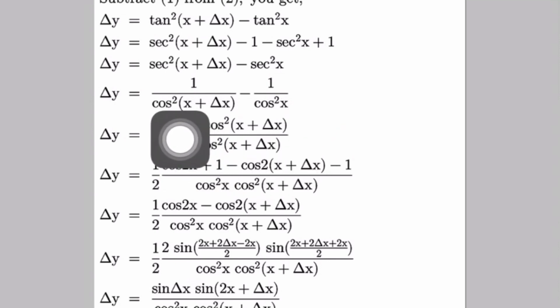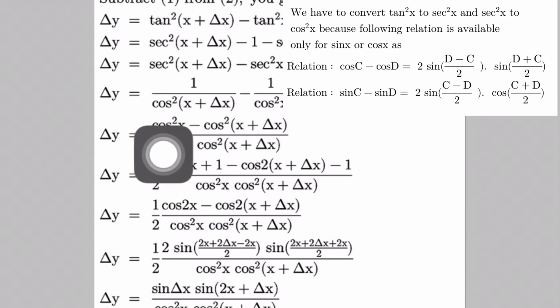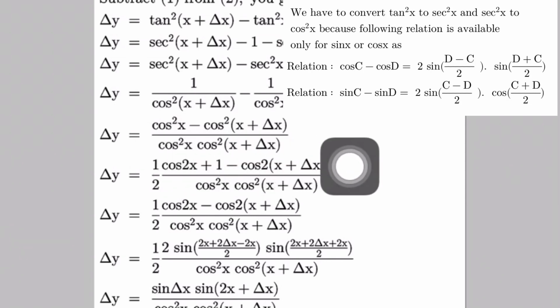Now we have to convert this sec into cos. You know cos is equal to 1 by sec, or sec is equal to 1 by cos. So by converting sec to cos, you know del y is equal to 1 divided by cos square of (x plus del x) minus 1 divided by cos square x. Now taking LCM of the denominators, you get cos square x times cos square of (x plus del x) in the denominator, and in the numerator you are left with cos square x minus cos square of (x plus del x).